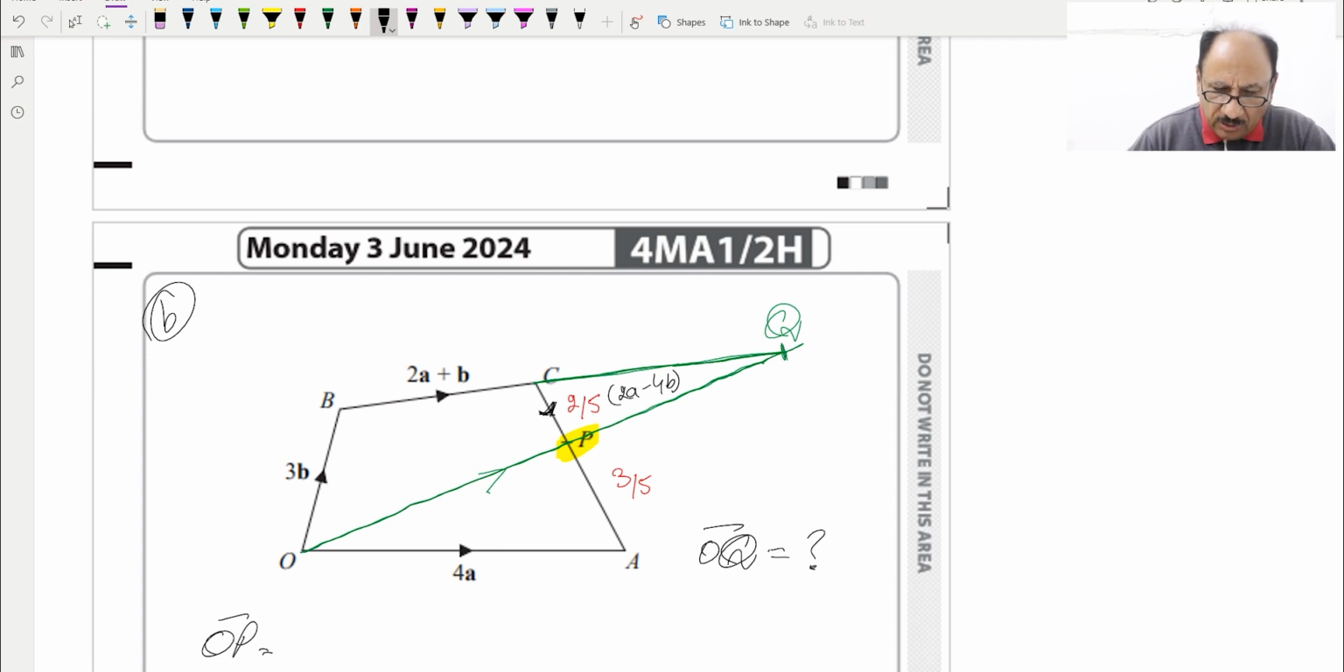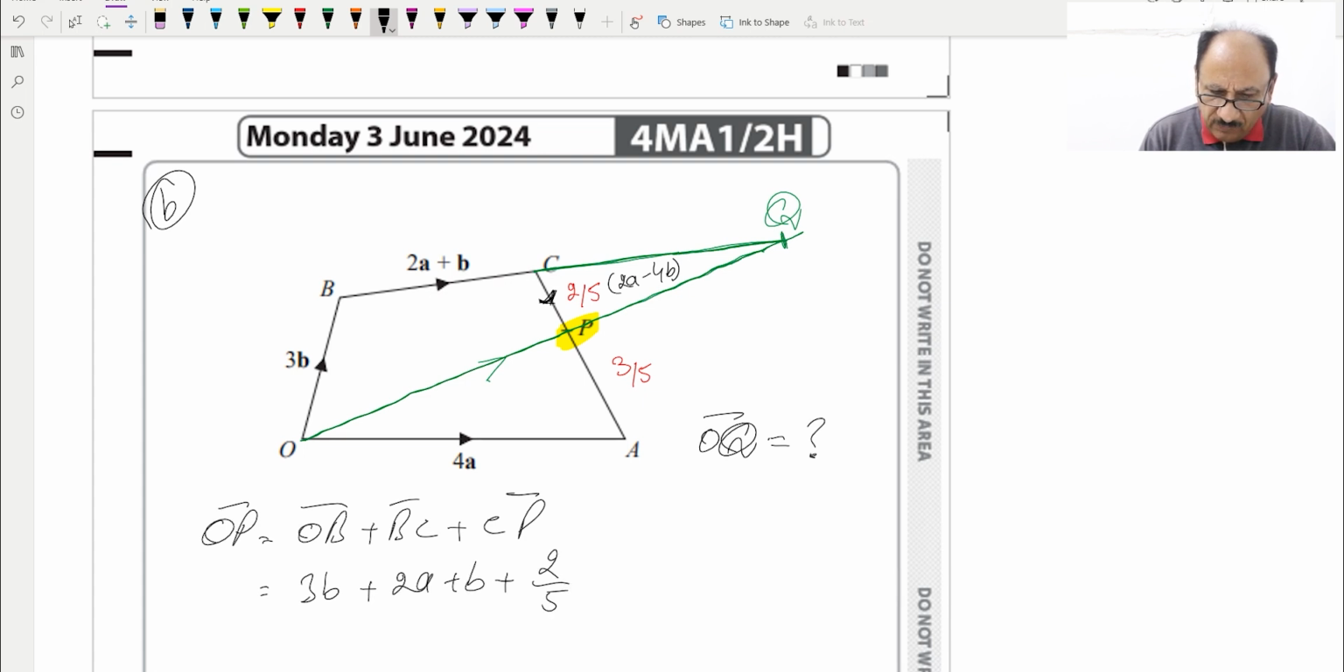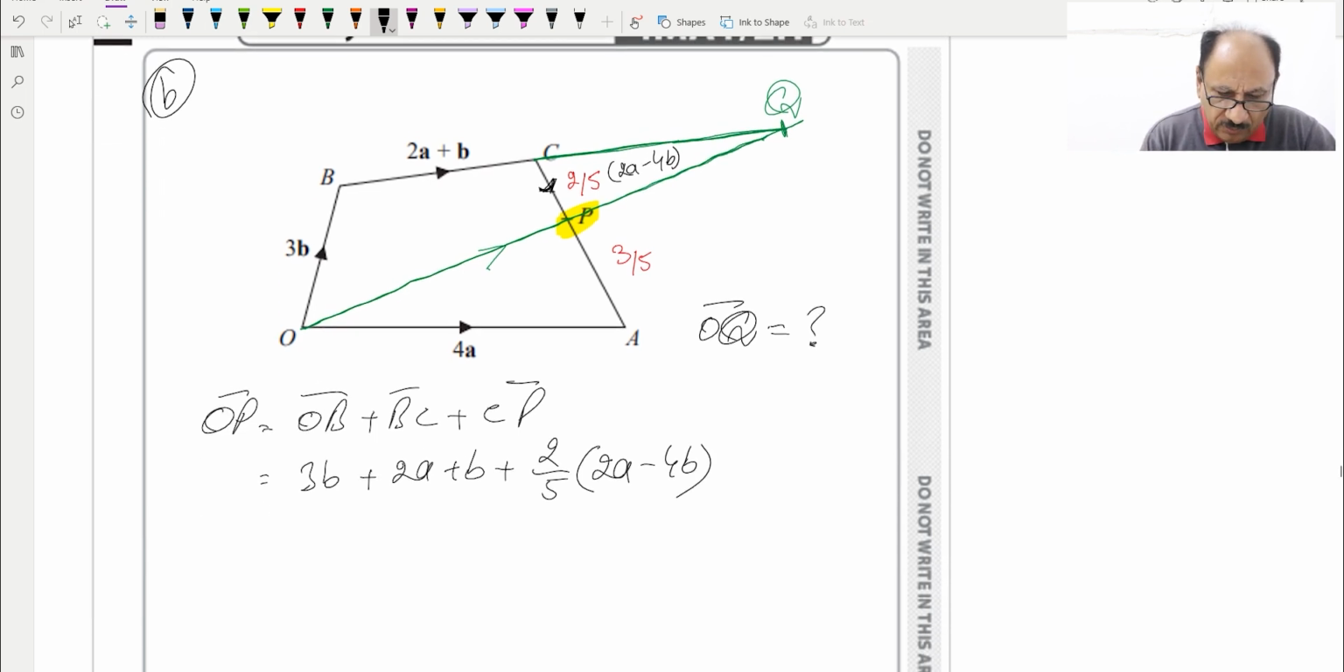This one hopefully you are understanding, and we can write OP is equal to OB plus BC plus CP. So this is the direction, the route which we are taking. OB is 3B and BC is 2A plus B, and CP is 2 by 5 of 2A minus 4B. Now we can simplify this. We can open the brackets first.